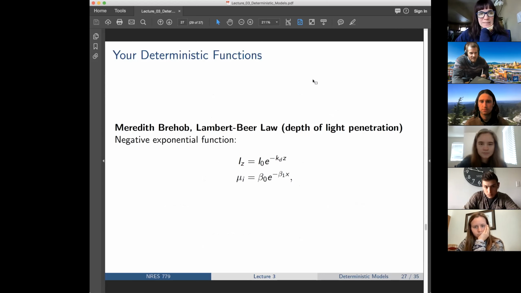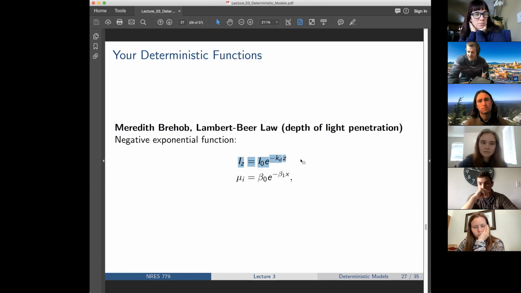Okay, so Meredith sent me the Lambert-Beer law, depth of light penetration. This is something you use in your field. Do you want to describe this a little bit, Meredith? Yeah, so IZ is the irradiance at depth Z, and I0 is the irradiance at the surface of a water level. Then as you go through the lake, KD is your extinction coefficient for the light, and Z is your depth. So it just determines how much light there is at a certain depth.